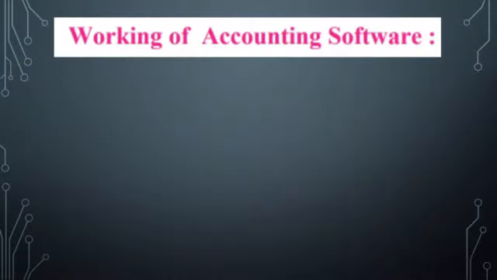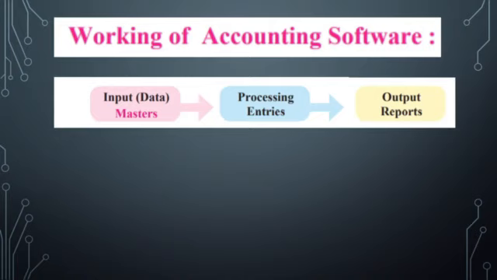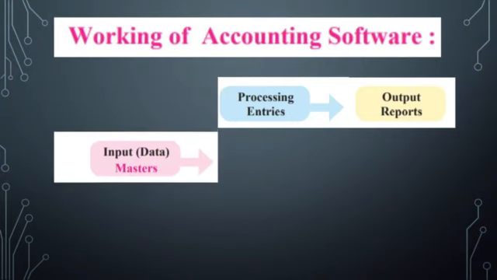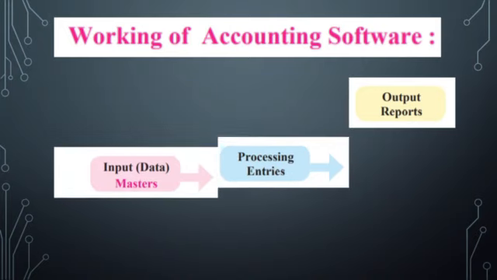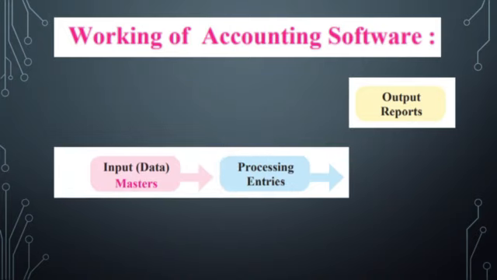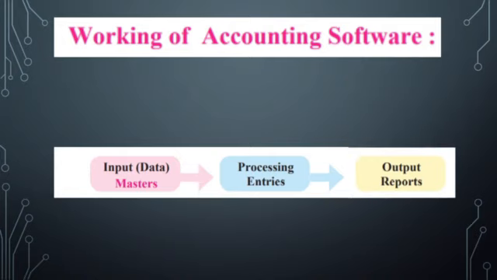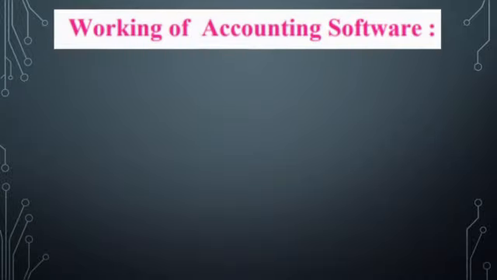Now let's talk about the working of accounting software. It has three main elements, that is input, process and output, which is the common phenomenon of any computerized system, having input for data processing and then you get the output. The output here means generation of various types of reports. Let's understand this in a little bit more detail.